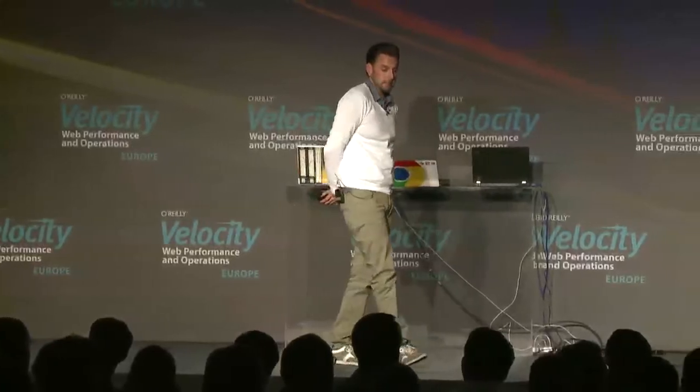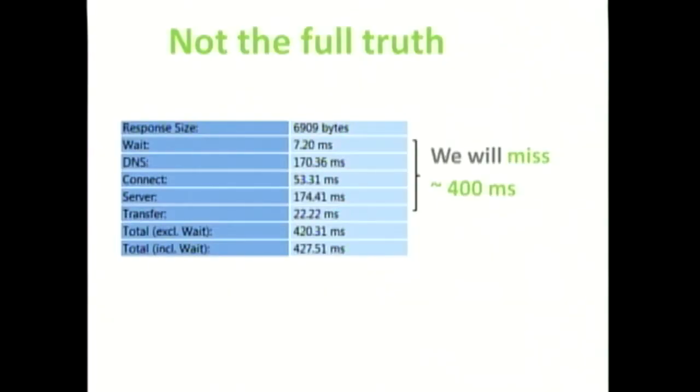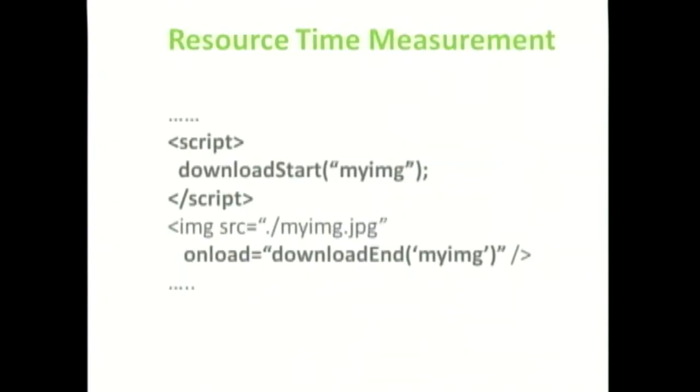In this example, you see that there is some wait time from the browser, DNS time, TCP connect time, server time, and so forth. If you measured the response time of your page like this, you would in this case miss about 400 milliseconds. And I think I put up this slide for probably the worst performing JavaScript code that is shown at this conference. I don't know whether there's an award for this, Steve.